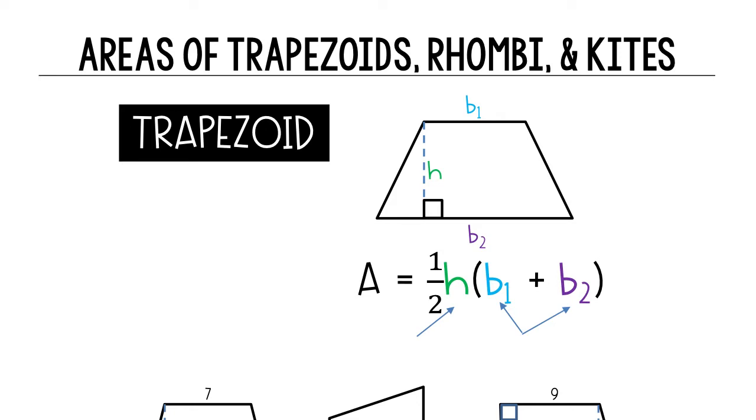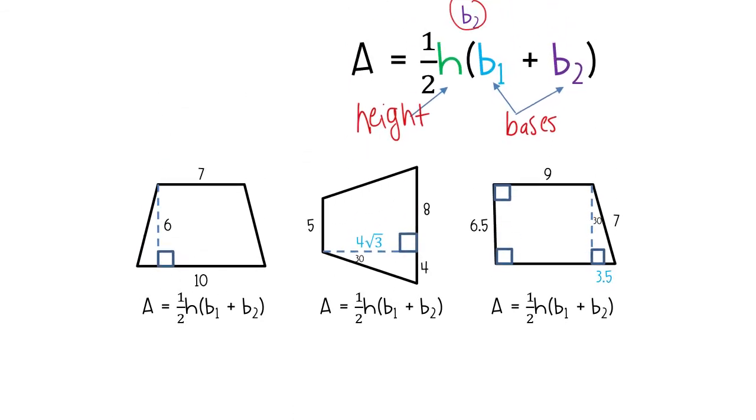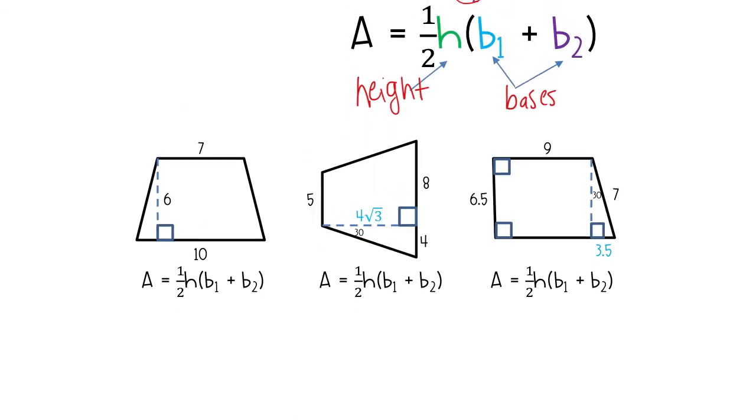So trapezoid. The area is 1/2 h, which is height. I know you're shocked. Times B1 times B2, which are the bases. So B1, B2. Add those together, multiply them times half the height. Let's try this puppy out.